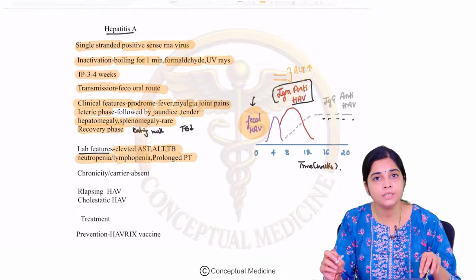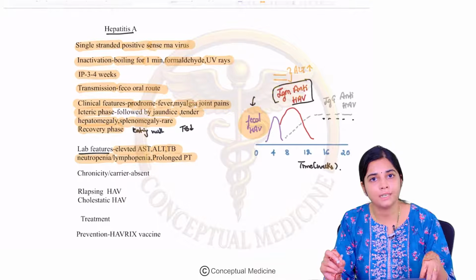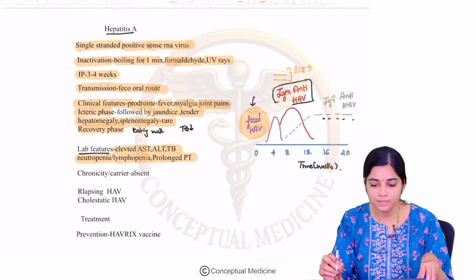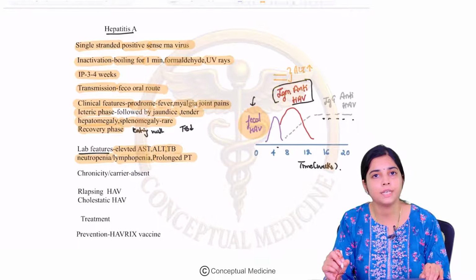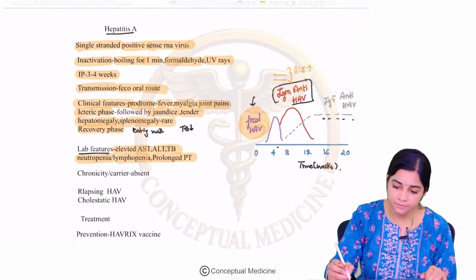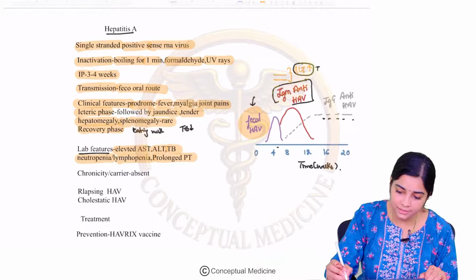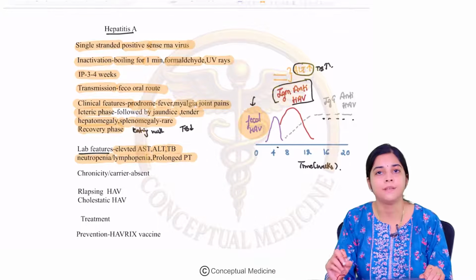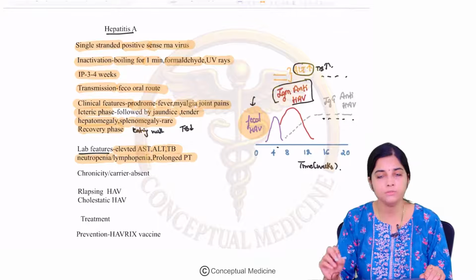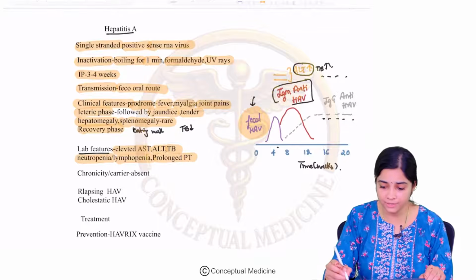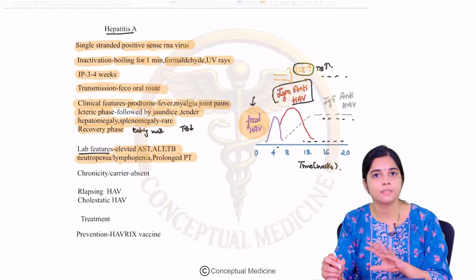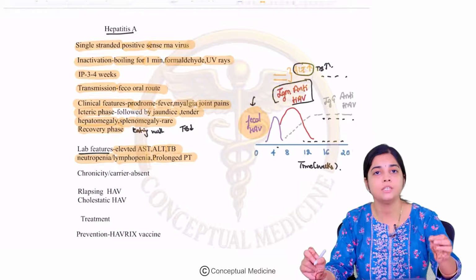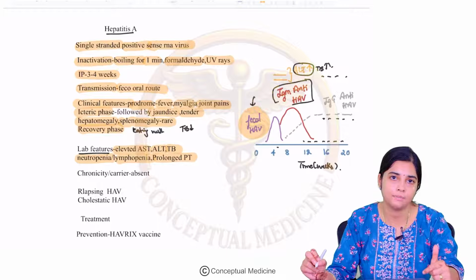The initial testing is your IgM anti-HAV, which usually occurs in the period of 4 to 8 weeks and starts dropping after the 8th week. During this phase, your ALT remains elevated and your total bilirubin remains elevated, after which it begins to fall. The recovery usually starts about 10 to 12 weeks later, and your IgG is detectable at that time.